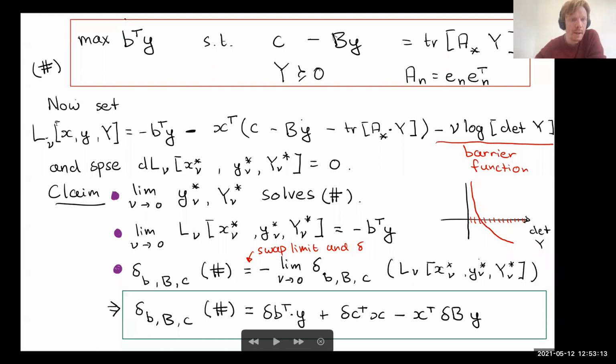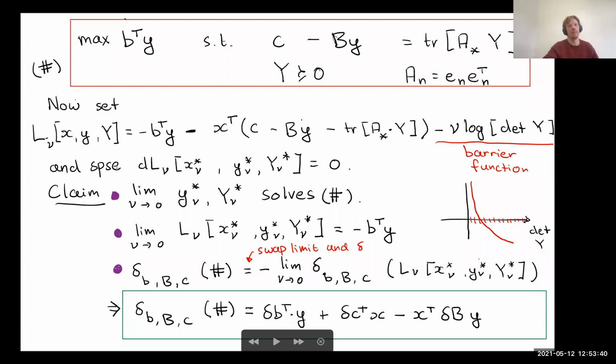Now, suppose I optimize this Lagrangian, I numerically find an optimum point such that the gradient, or the variation, of this Lagrangian is 0. I call it little y star, big Y star, and little x star. So the x star are the Lagrange multipliers, and little y and big Y are the same as in our original problem. Of course, this will depend on nu, so that's why there's a subscript nu here.